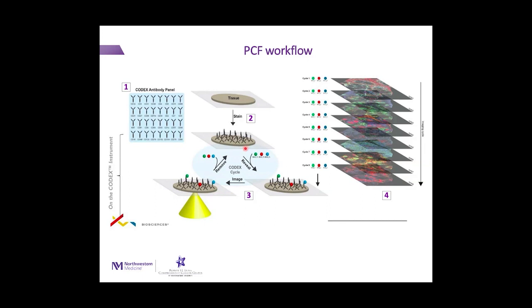What the machine does is it adds 3 reporter dyes at a time. It will image those 3 markers, then remove the reporter dyes and add 3 different reporter dyes again. And this goes on in a cycle until all of the data is collected. And finally, you get a stitched image that can be analyzed further with different kinds of data analysis platforms that I'll let you know about in further slides.